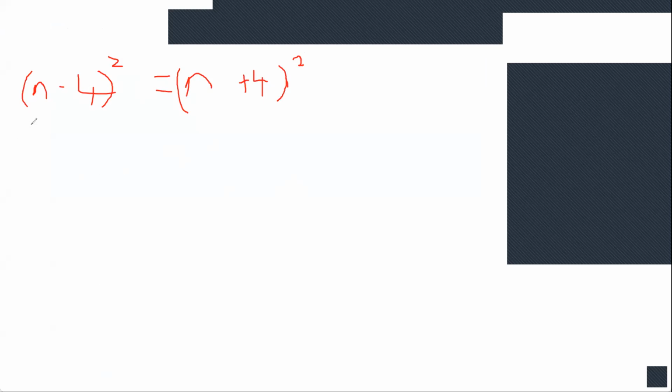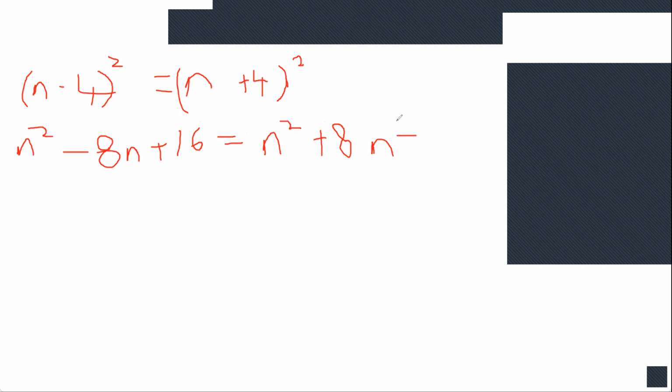What you would actually do if you're not taking any shortcuts or realizing any patterns, what I would do, is expand this. To expand this, it would be n squared minus 8n plus 16. This is equal to n squared plus 8n plus 16.